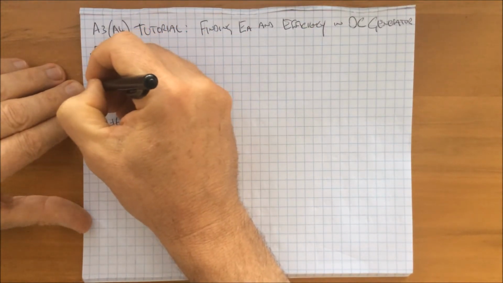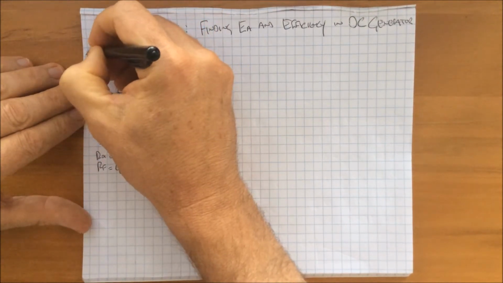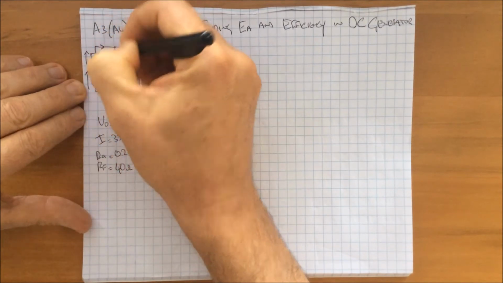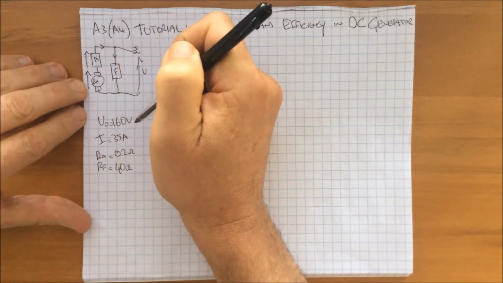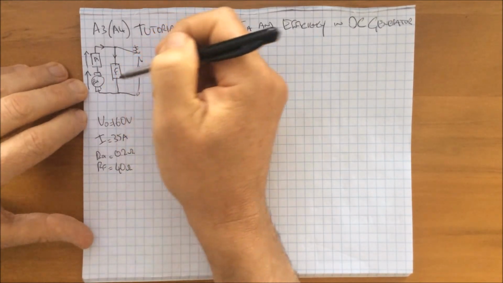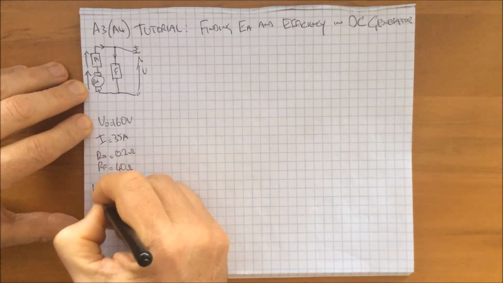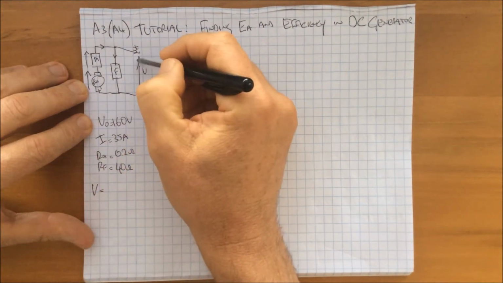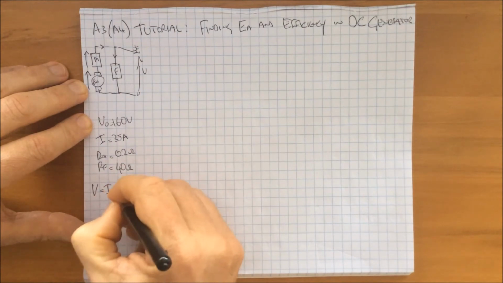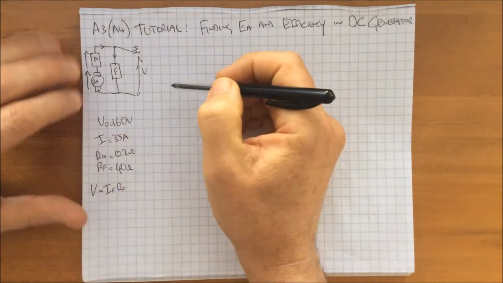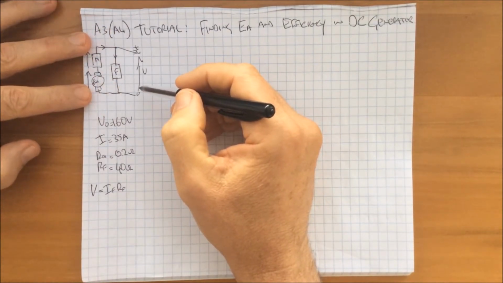We will have a back EMF being generated here, EA. We will have a volt drop across the armature resistance. We will have a voltage across the field, which will be the same as the output voltage. So we can derive our basic equations. Our output voltage is the same as the volt drop across the field, which is our field current times our field resistance.